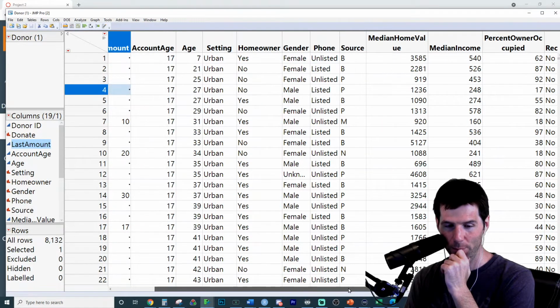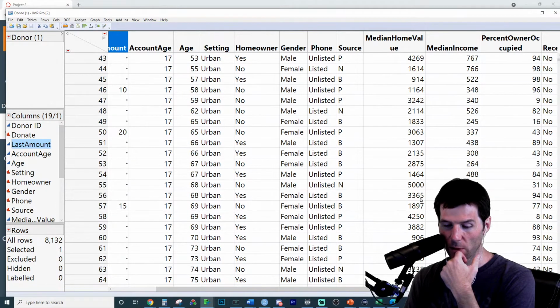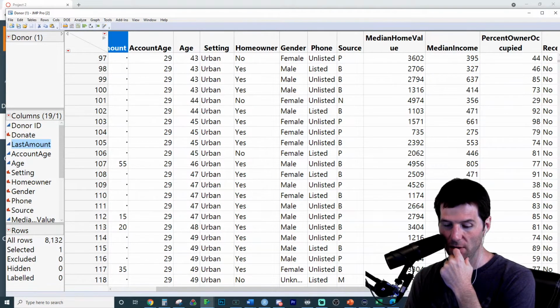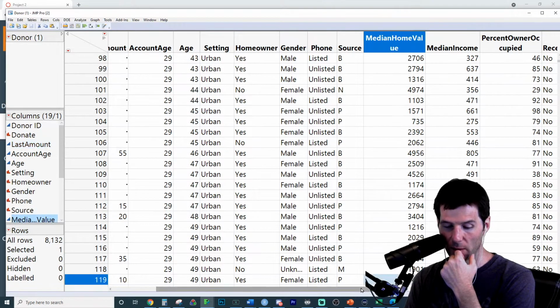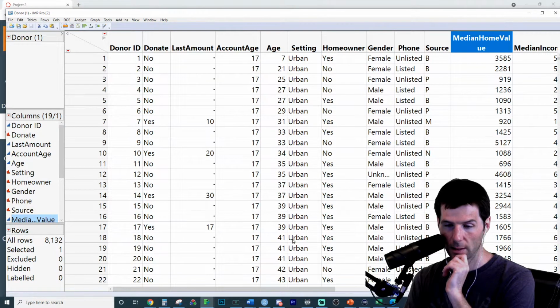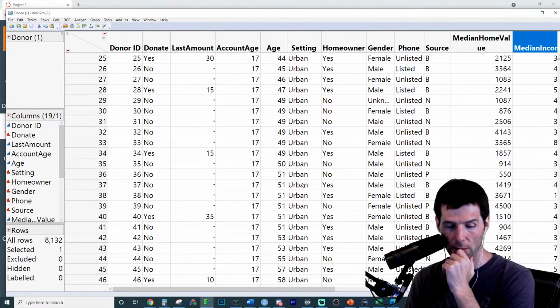Trying to think right here. Median home value is interesting. Are these really rich neighborhoods? Because if those are thousands of dollars, it's like a median home value of $3.4 million. And donor ID. Median home value. I don't know. Okay, let's see right here. Account age. Those are all the same.